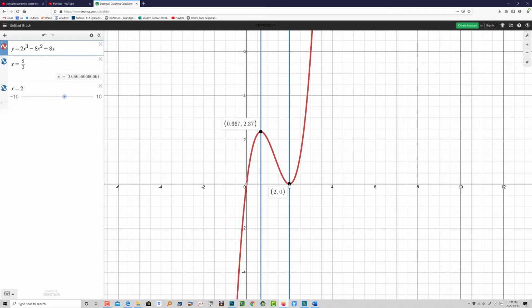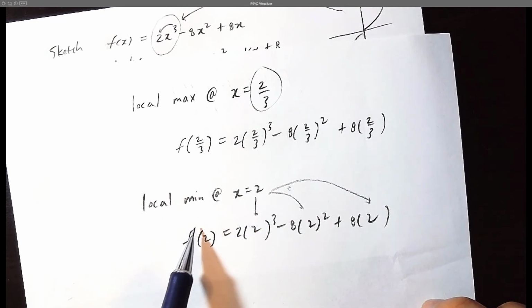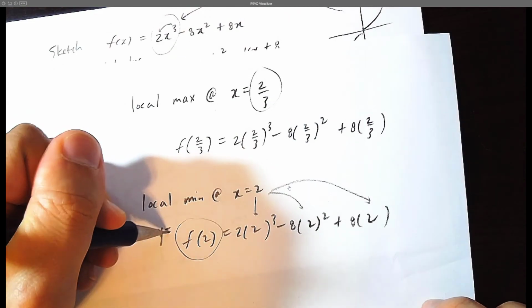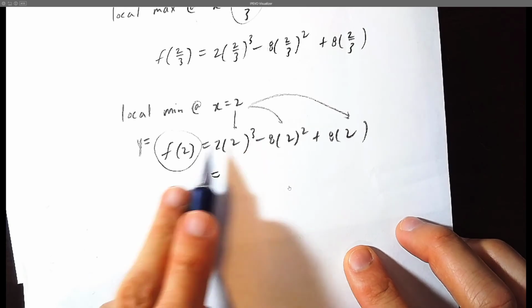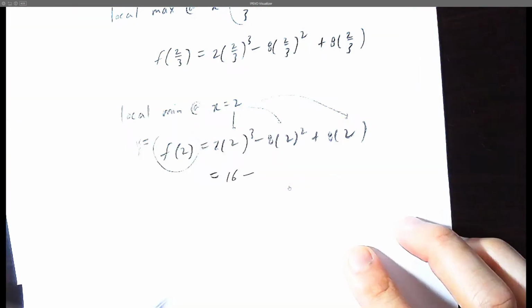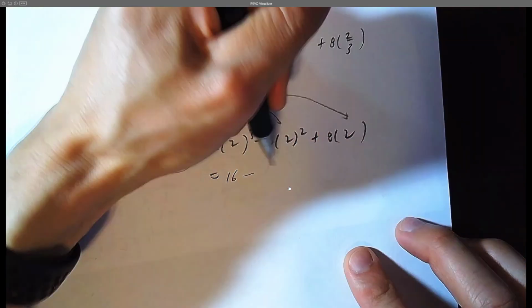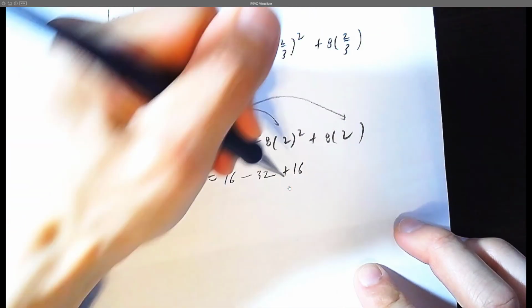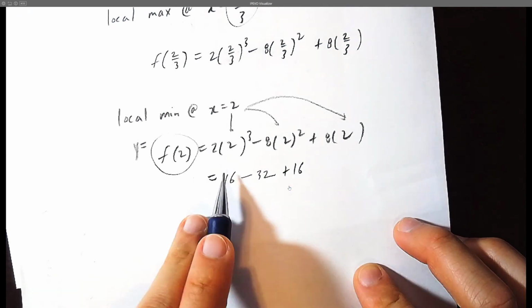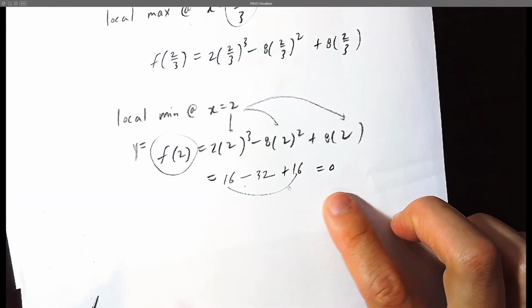Now this y value is so clean and simple, 0. Why don't we just work it out slowly just to see what that looks like? So here we have a local min at x equals 2. This f of 2 is the y value, and we're expecting it to be equal to 0. Let's work it out slowly. 2 cubed happens to be 8. 2 times 8 is 16. This is going to be minus. 2 squared happens to be 4. 4 times 8 is 32. And then we have plus 16. As you can see, 8 times 2 is 16. 16 plus 16 is 32. Minus 32 is 0. So the results are as expected.